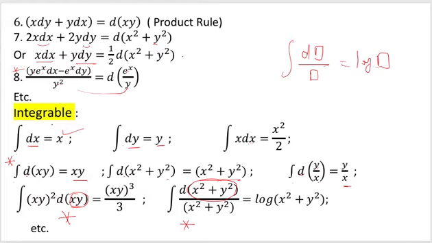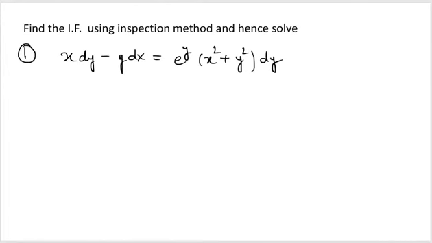And let's see with the help of some examples how we can find out. I will begin with this first question, wherein my first step is to find the integrating factor with this inspection method, and then we will solve. So usually in the inspection method, what is our process? The inspection method is the process wherein we group the terms, write them in terms of derivatives, and then we integrate. That is grouping, regrouping, or readjusting.